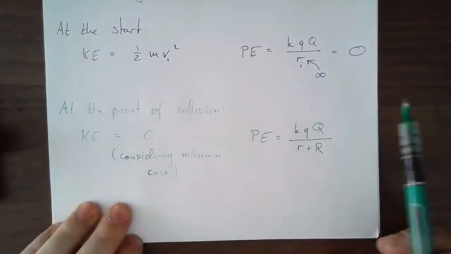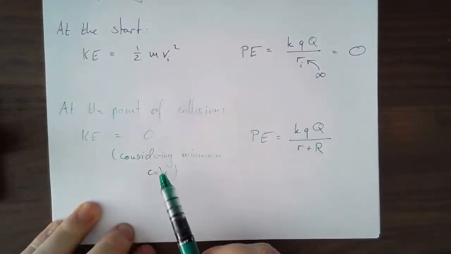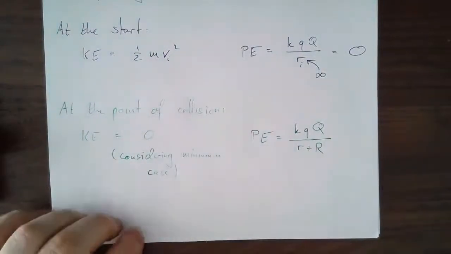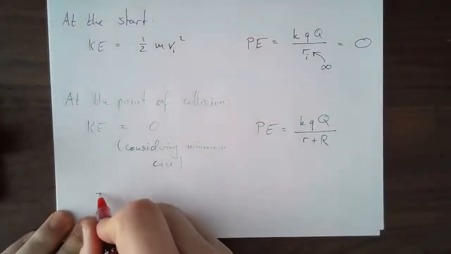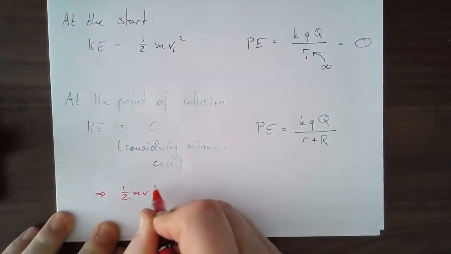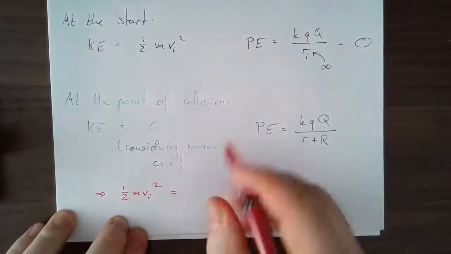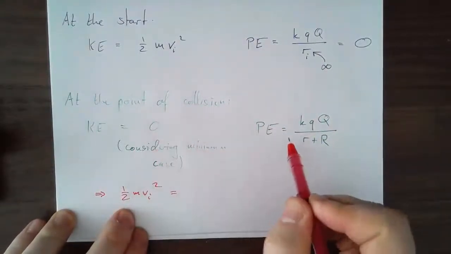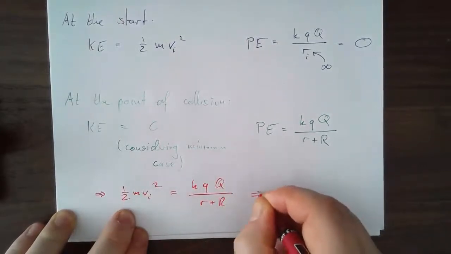So this one's 0, this one's 0. It makes my life fairly easy because I'm considering this minimum case. So I can now set those equal, because no energy is lost. There's no friction, no air resistance, nothing of the sort. So I can set those energies equal. And so what am I going to get? 1/2 mv squared, with the initial velocity still to be found, is equal to this plus 0, equal to 0 plus this: kq over r plus R. And so I can find my answer.